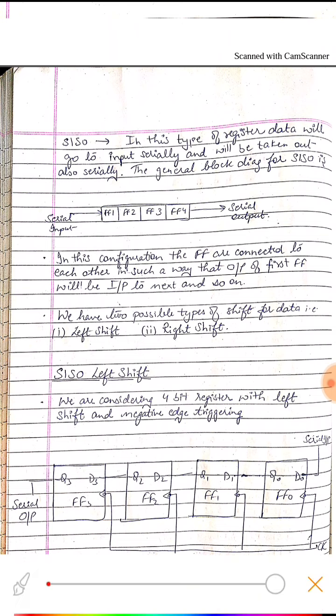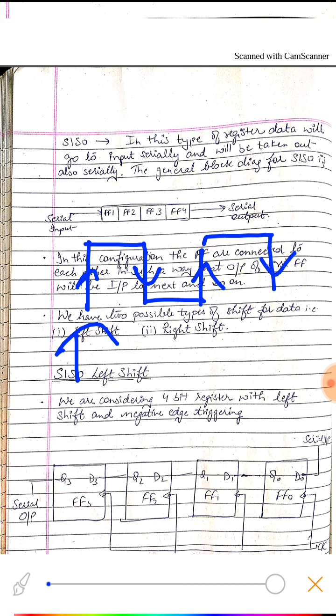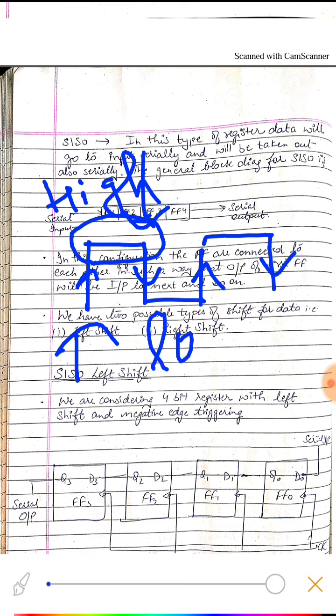Negative edge triggering is this: this is the positive edge and this is the negative edge. Data will be entered into the flip-flop only at the negative edges, when the clock goes from high to low. That is what negative edge triggering is all about.